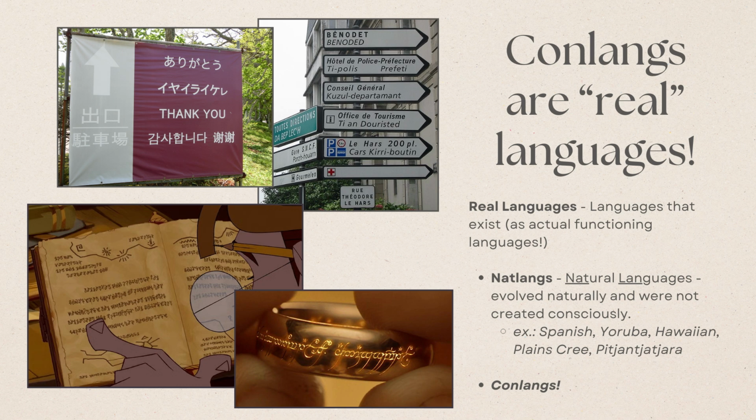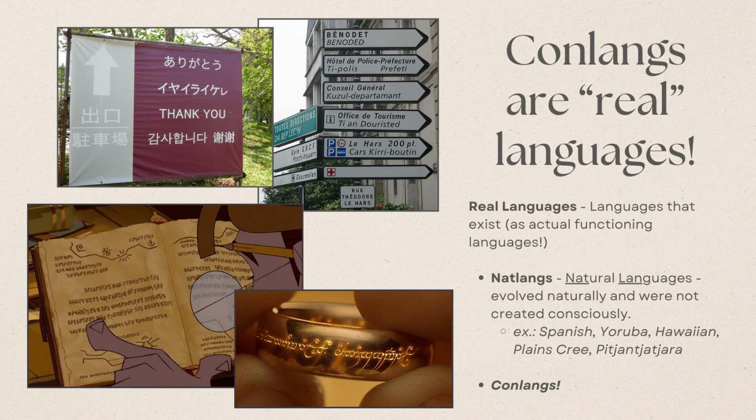And here at the top, we have some examples of natlangs in writing. So this sign has 5 natlangs. There's Japanese, Ainu, English, Korean, and Chinese. And in here, we have 2 natlangs. There's French and there's Breton, which is a Celtic language spoken in France.